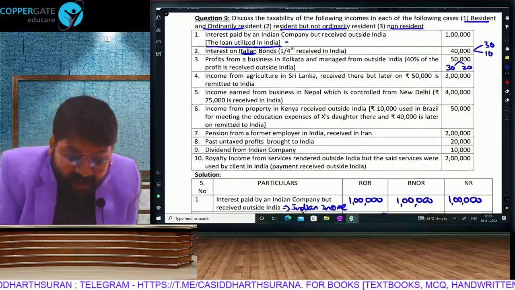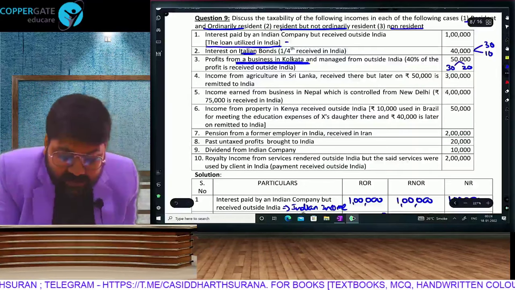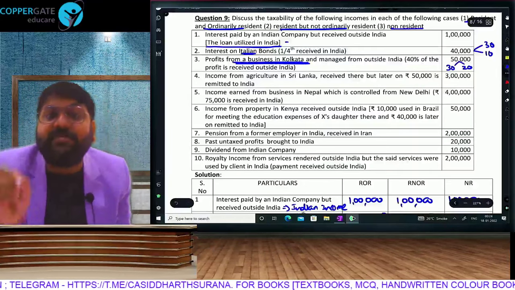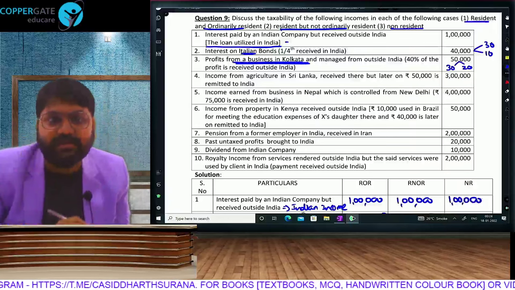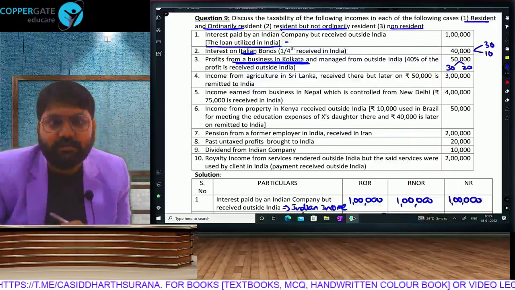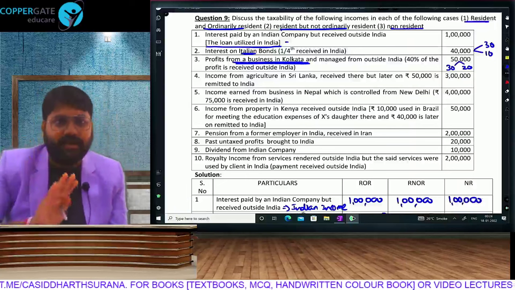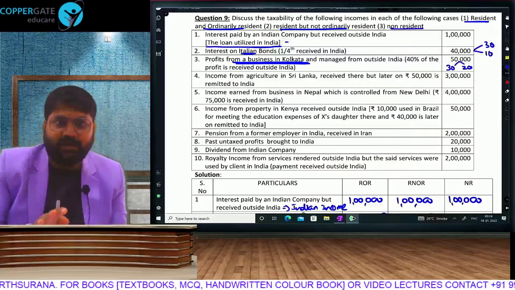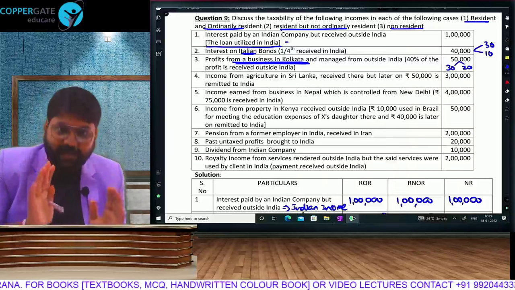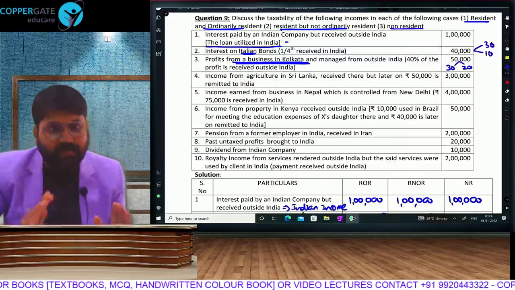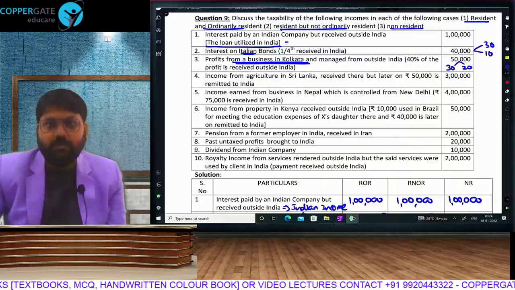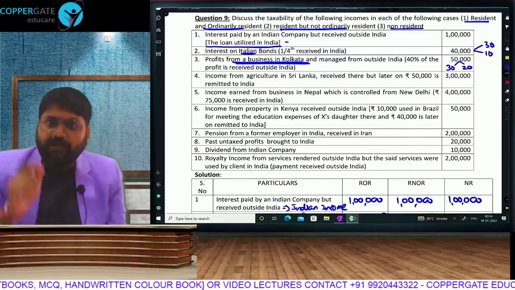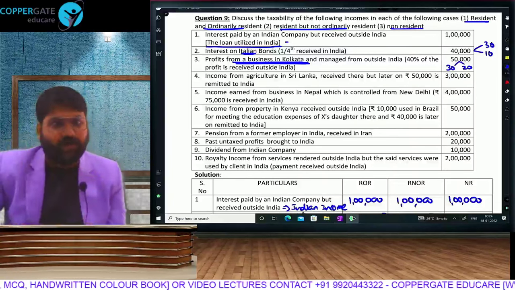This entire income will be considered as Indian income because it is income accruing in India. Where are you doing business? Kolkata is in India, ladies and gentlemen. Mamta aunty is ensuring that Kolkata will become a part of Bangladesh very soon. But as of today, it is a part of the geographical territory of India. Correct? If the business is in India, that means place of accrual is in India.